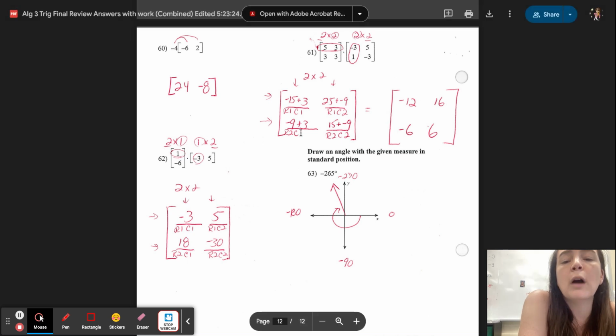Then we're going to do row 2, column 1. So this row here on the bottom, this first column. So 3 times negative 3 will give us negative 9. 3 times 1 will give us 3. We add those together, we get negative 6.